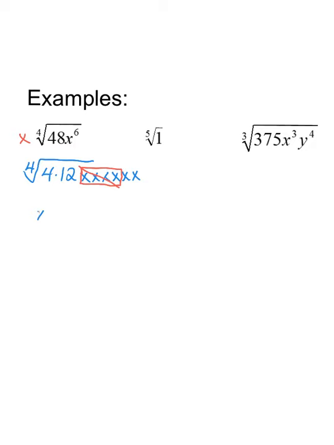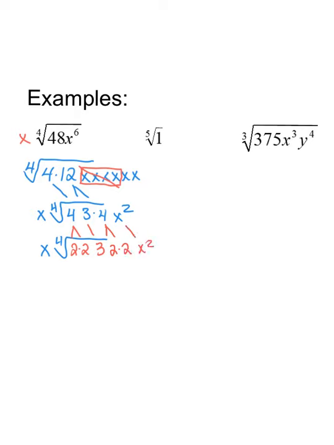the same, so I'm going to rewrite my x, my fourth root. The 4 I'm going to leave as 4. The 12 I'm going to break down to 3 times 4. I still have 2 x's, so I'm going to write that as x squared. Again, I still don't have 4 numbers that are the same, so I'm going to rewrite this as x, the fourth root. I'm going to break down this 4 to 2 times 2. I'm going to rewrite this 3. I'm going to break down this 4 to 2 times 2, and I'm going to rewrite this x squared.